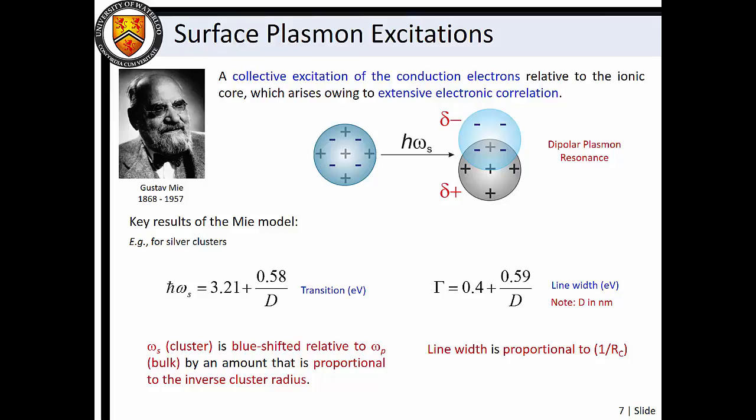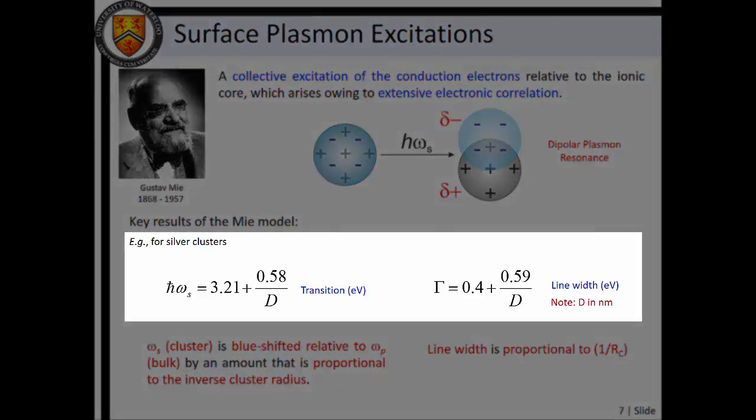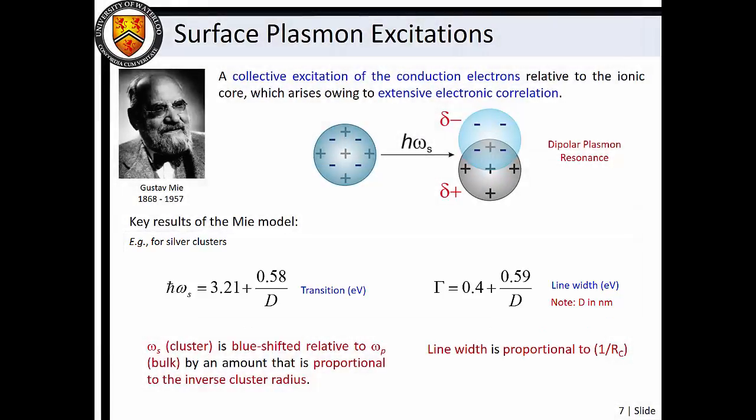The LDM also predicts scaling laws for the frequency and line widths of plasmonic excitations. For example, the LDM predicts that plasmonic excitations in silver clusters occur at higher frequency than the plasmonic excitation in bulk silver, approaching the bulk limit as size increases.